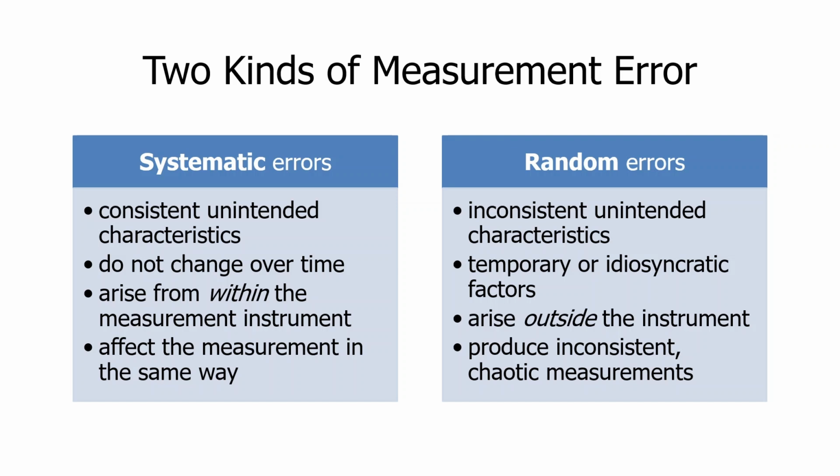All right, now random error. We've always got some random error in here. Inconsistent unintended characteristics. Temporary or idiosyncratic. They intrude from outside the instrument and do not affect the measurement in the same way every time. A student who's ill, now their score is depressed. Next time they feel well, their score is enhanced. So there is, again, this noise-like quality to random error. It doesn't have a consistent systematic effect.